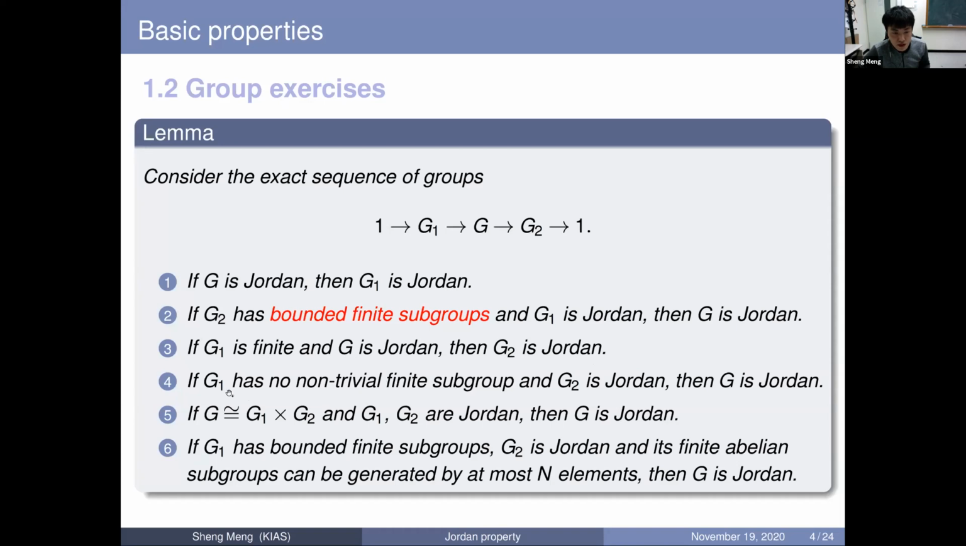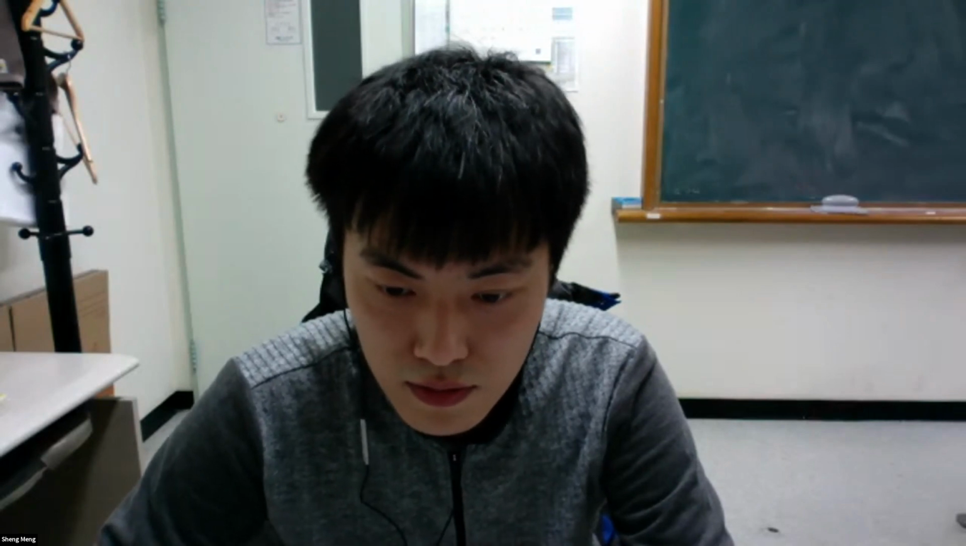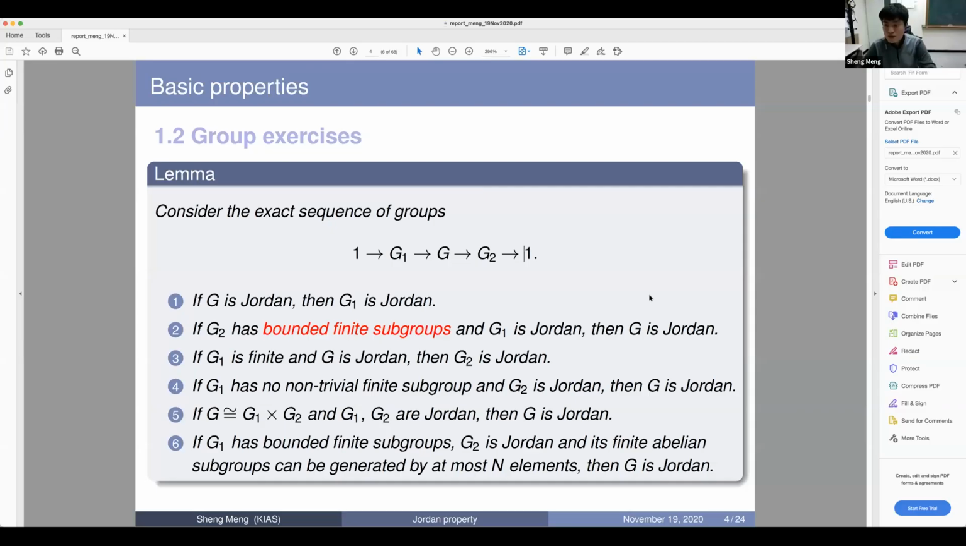Fourth, if G1 has no non-trivial finite subgroups, and G2, sorry, let me change another. This one I cannot. Share this one. Okay.